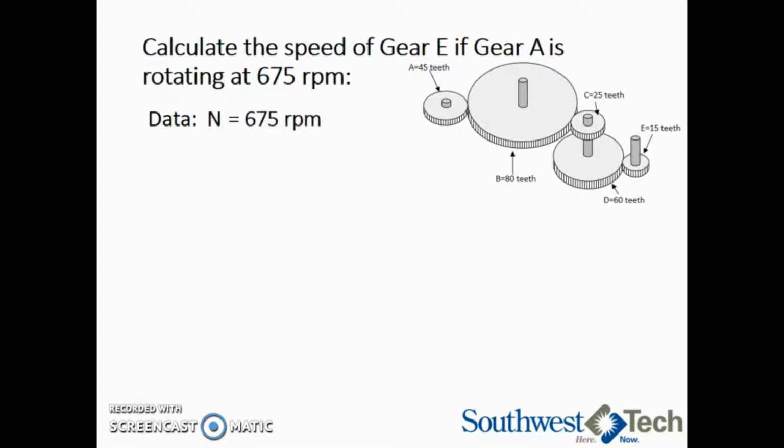We are trying to find the speed of gear E, so we will use the lowercase letter n to represent gear E. Now we need to record which are the driver gears and which are the driven gears. Gear A is our first driver, so we will call this capital D1, and it has 45 teeth. Gear A drives gear B, so gear B is the first driven gear, and we will call this lowercase d1, and it has 80 teeth.